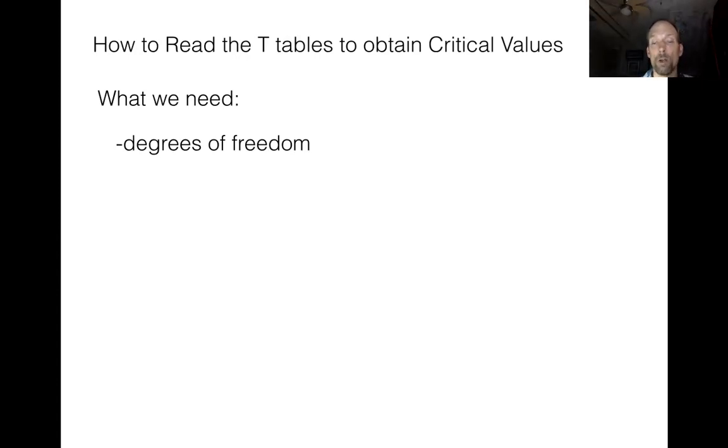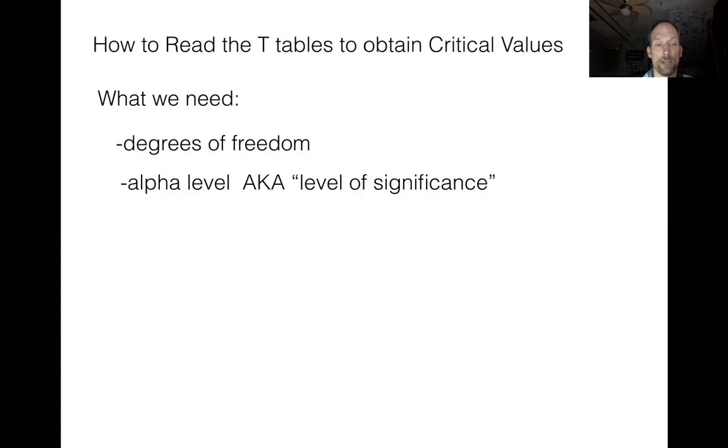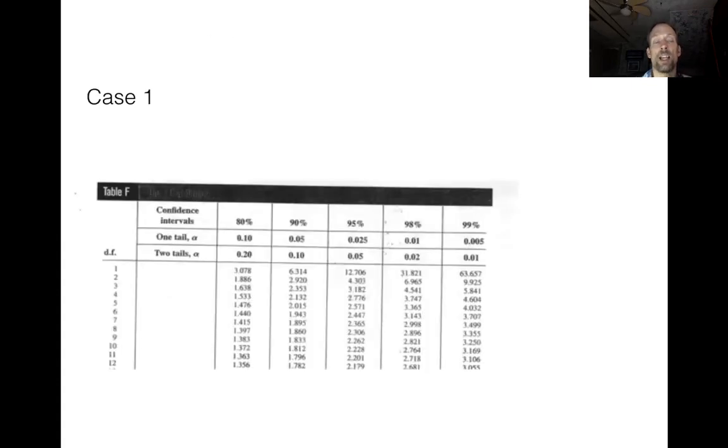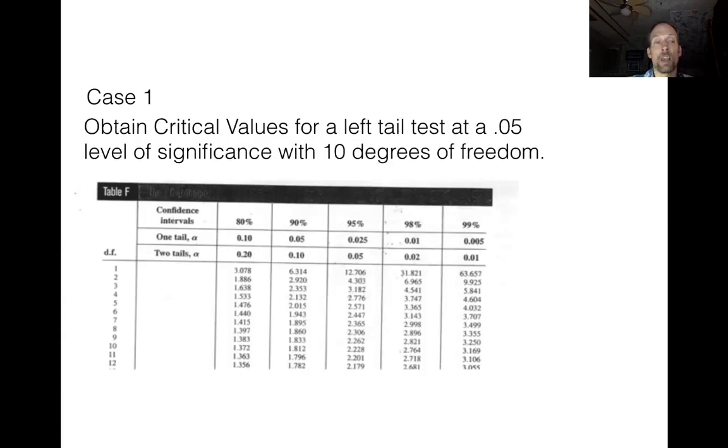So let's talk about, before we get into the hypothesis test, how you actually get those critical values from the table. Now, there's a couple of things that we need if we're going to get our critical values. For a t-distribution, we need to know our degrees of freedom, and we also need to know our alpha level. So once we know those two things, let's go ahead and work 2 or 3 cases where we're going to see how you would actually look up your critical values if you had reported exactly that information.